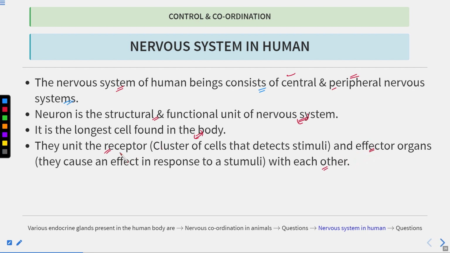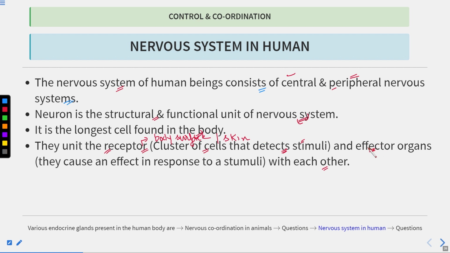What are receptors? These are the clusters of cells that detect the stimulus. Stimulus can be a change in the temperature, or touch. So these are the external stimuli, and these are detected by the receptors which are present on the body surface or just beneath the body surface, or they are present in the skin. Clear? Now these receptors detect the stimulus, and what happens?